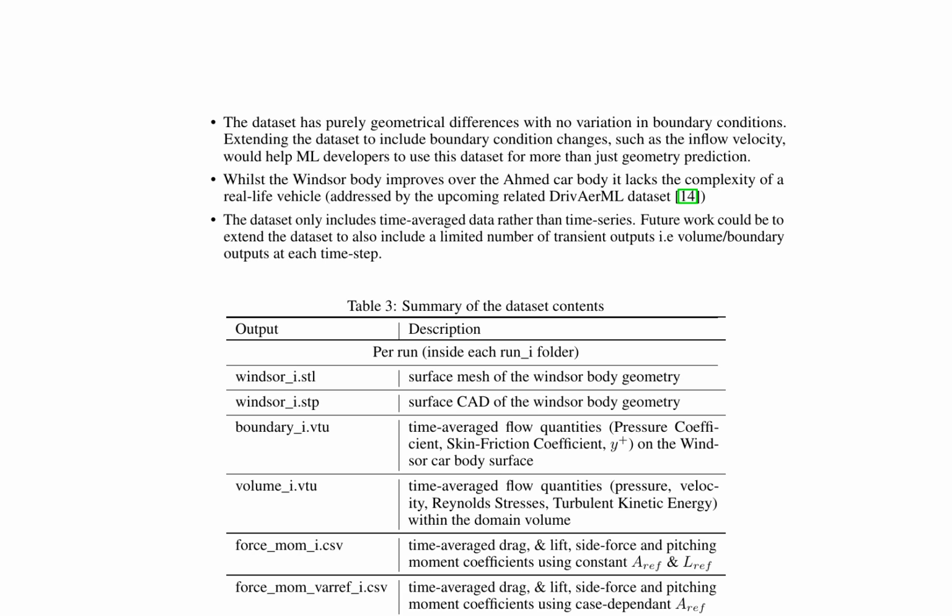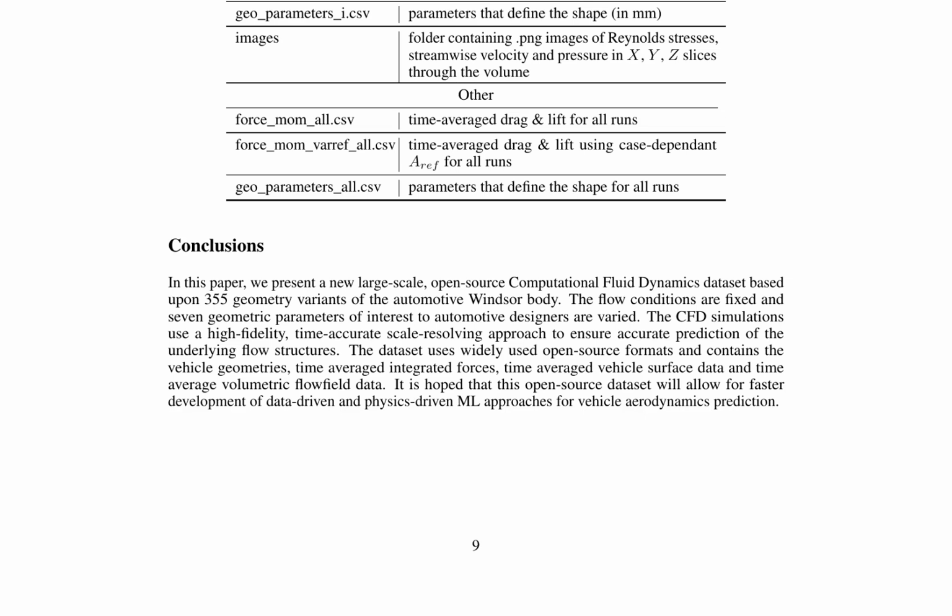The dataset only includes time-averaged data, whereas incorporating time-series data, such as transient volume and boundary outputs, could provide more comprehensive insights. Table 3 provides a summary of the dataset contents, including surface mesh and CAD data for the Windsor body geometry, time-averaged flow quantities on the surface and within the domain volume, and time-averaged force and moment coefficients. The dataset also includes parameters defining the shape, images of Reynolds stresses, streamwise velocity, and pressure in X, Y, and Z slices, as well as aggregated force and moment coefficients and geometric parameters for all runs.